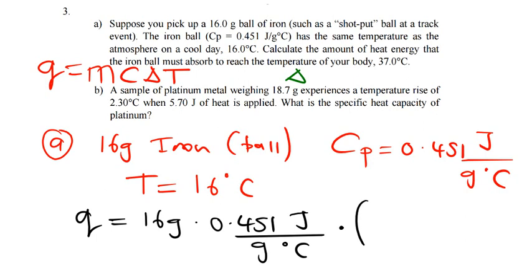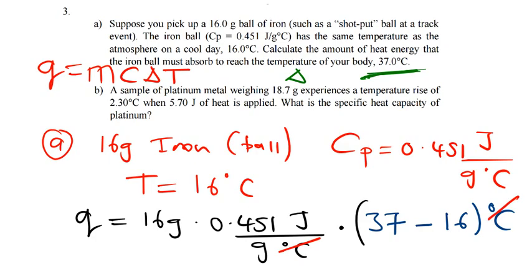We calculate the amount of heat energy that the iron ball must absorb to reach the temperature of your body, 37 degrees Celsius. So that means that its final temperature is 37. Then the initial should be 16, in degrees Celsius. So degrees Celsius will actually divide, the grams will equally divide, so we just remain with the joules there.